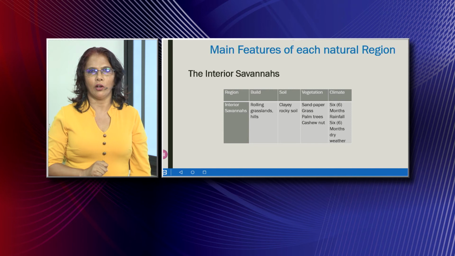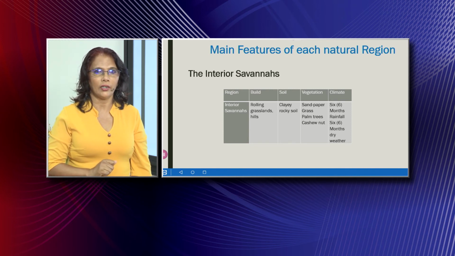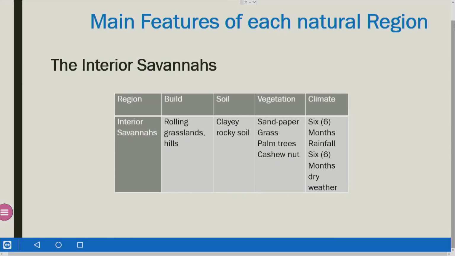We are now moving on to the interior savannas. The region is the interior savannas. The build is rolling grasslands and hills. Now, another name for savanna is grasslands. So when you hear anybody say savanna, know they are talking about huge or very large areas of grass. The soil is clayey or rocky.